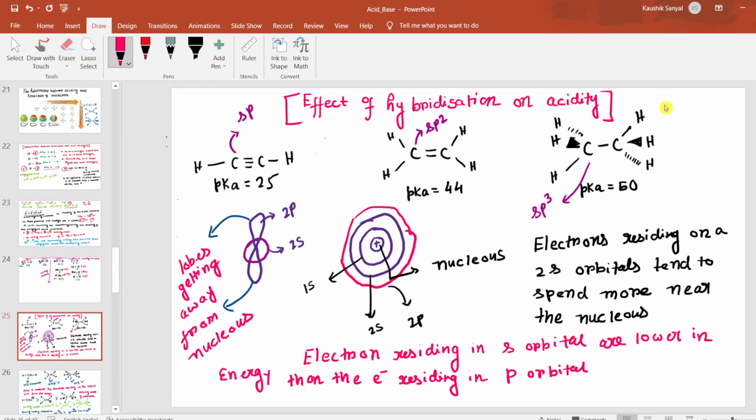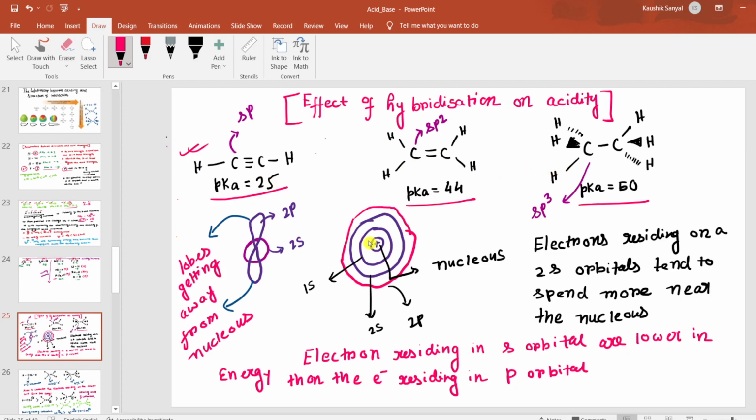Now I will discuss the effect of hybridization on acidity. Let's try to understand this with some examples. This is a molecule called acetylene. It has a pKa value of 25. On the other hand, this is a molecule called ethylene, which has a pKa of 44, and this is a molecule called ethane, which has a pKa of 50. So as we can see, if we compare the acid strength, the acidity decreases as we go from acetylene to ethane. So what is the reason behind this?